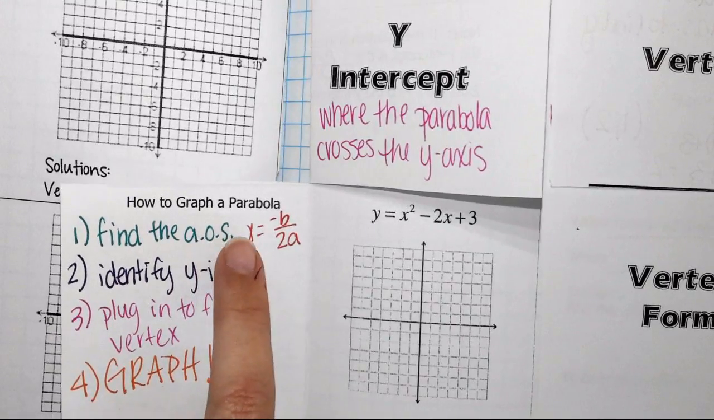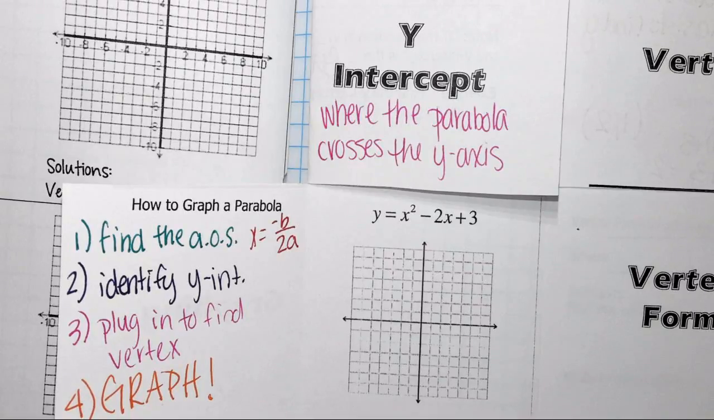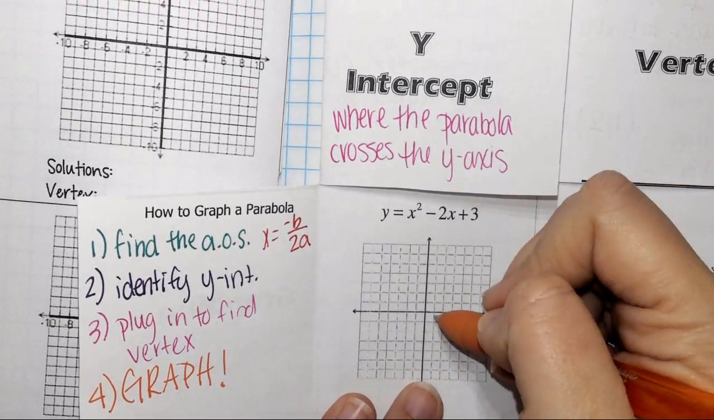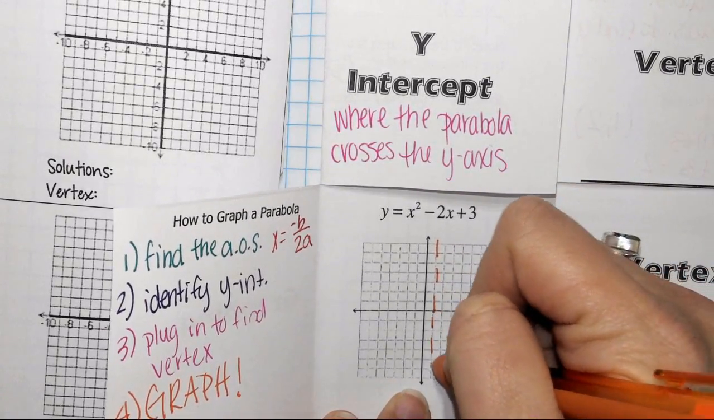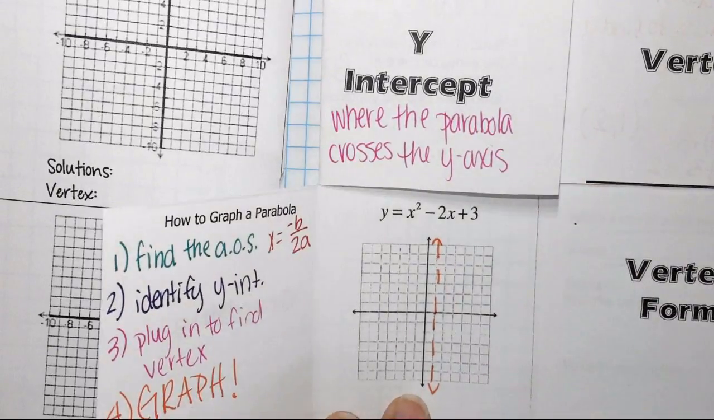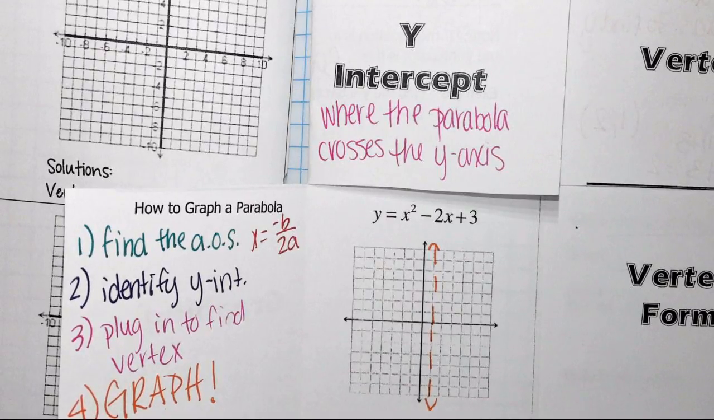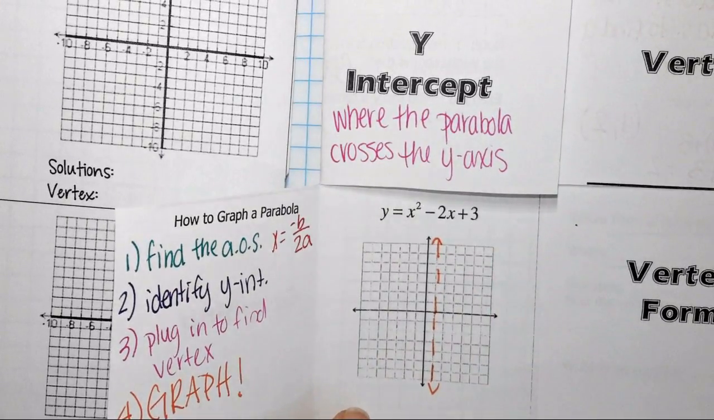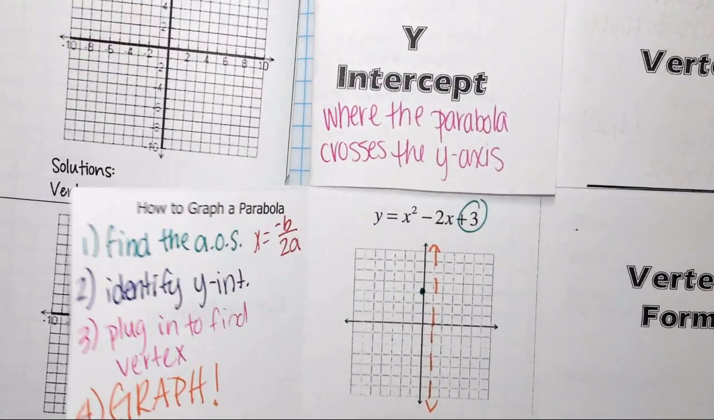What was our axis of symmetry for this problem right here? x equaled 1. So what we do is we go to where x is at 1 and we draw an invisible vertical line. Or imaginary. Whatever makes your soul happy. Now what is our y-intercept? 3, because it's always our constant. So we go up 3, put a dot.